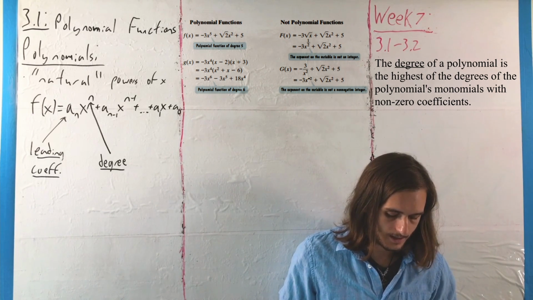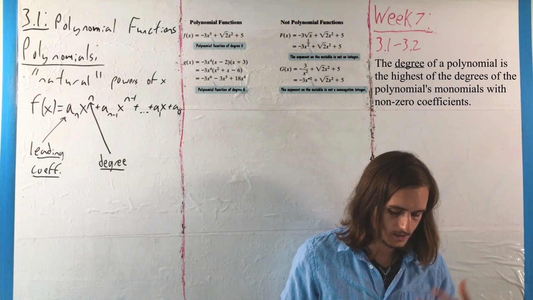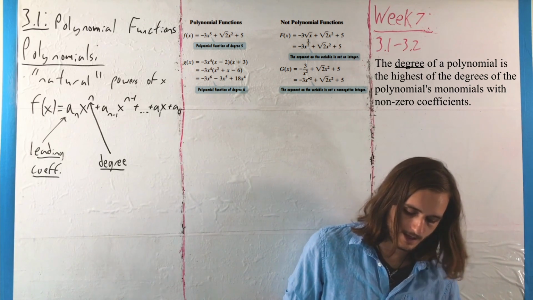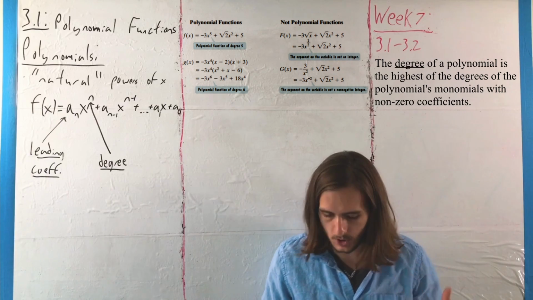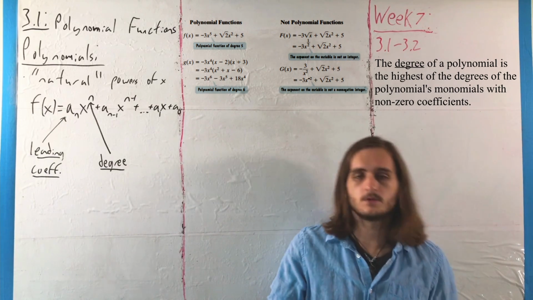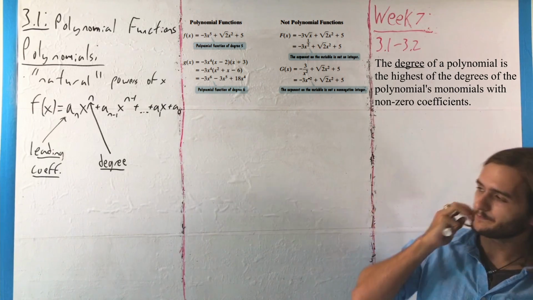So things like rational or root functions don't work, nor would negative exponents. If you have something like negative 3x^-2 or x^(1/2), those aren't natural numbers, so we don't include them.